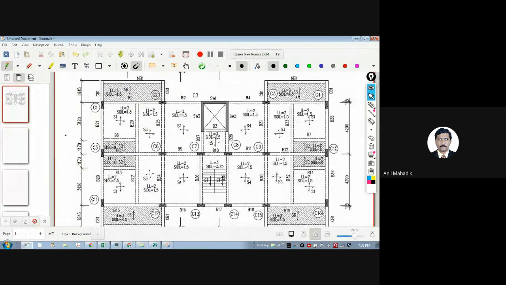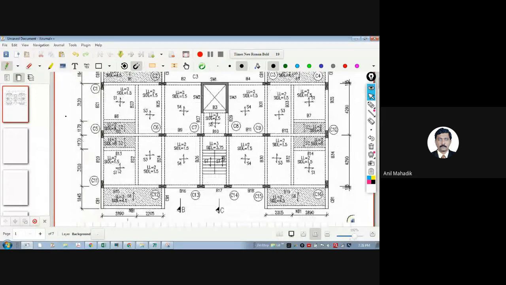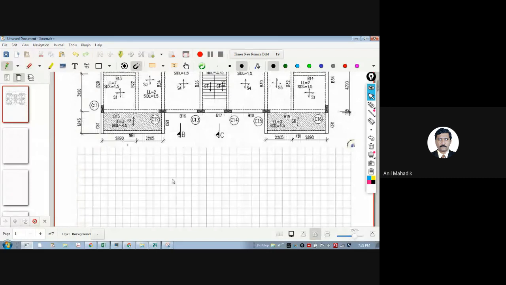See, this S2 is a one-way slab, and we can assume this as simply supported also in this case. So we will design this S2 slab first. What kind of load comes on the slab? Let's say this is the S2 slab. What kind of loads will come on that S2?